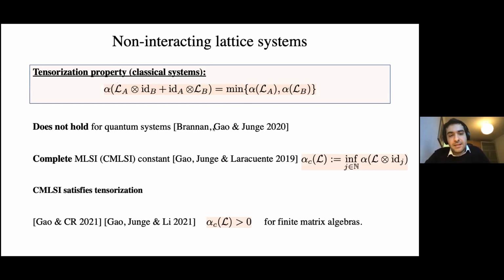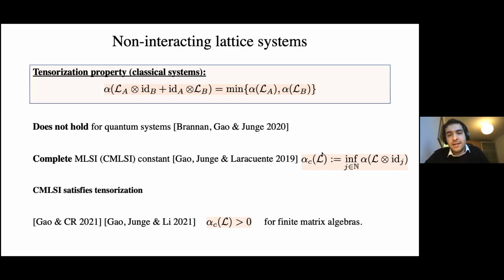That is exactly the reason why Gao, Junge, and Laracuente considered an extension of this constant, which they called the complete MLSI constant, which is simply defined as the infimum over all natural numbers of the MLSI constant corresponding to your semigroup tensored with the identity map on an arbitrarily large reference system. It turns out that this complete MLSI constant satisfies the tensorization property. And I will explain in a slide why this is the case.